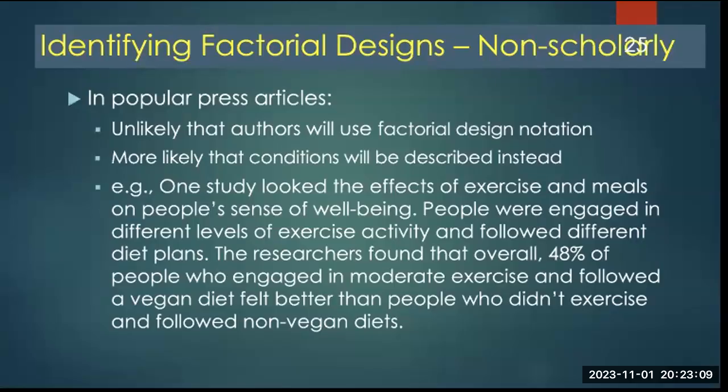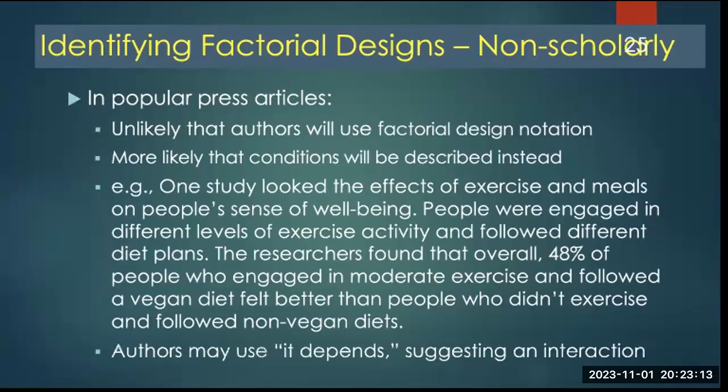So with a non-scholarly article, it is much trickier to determine if it was a factorial design. When you're reading it, you simply have to look for that it depends component. And they might even say it depended on how much exercise they did and what they ate. So that's how you know in a non-scholarly article.